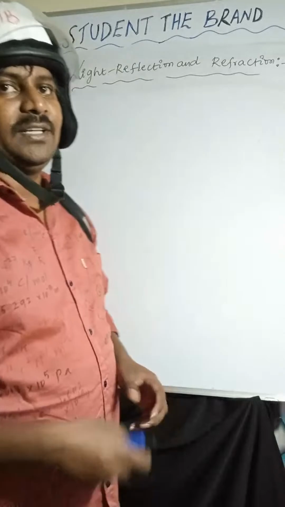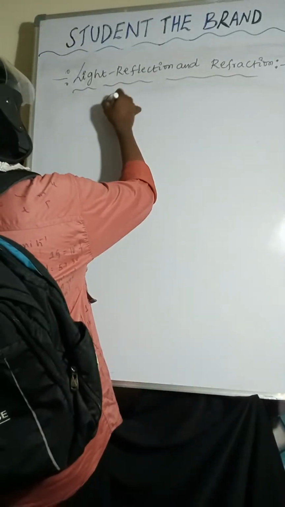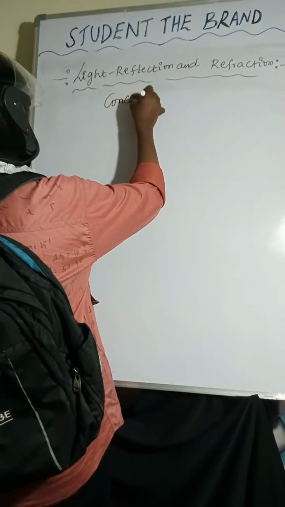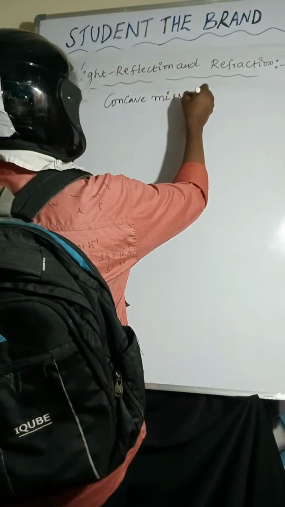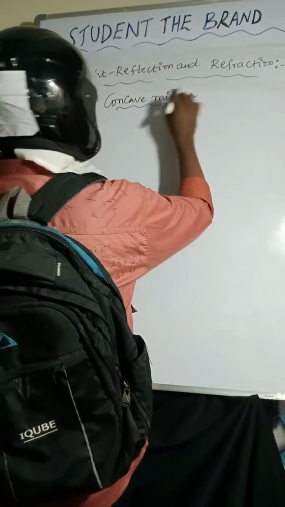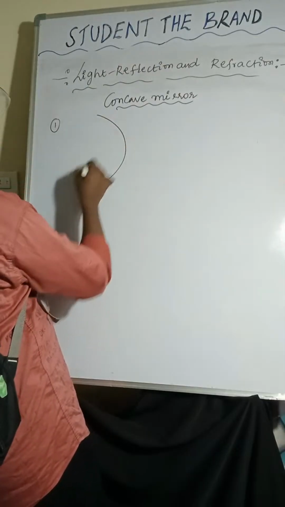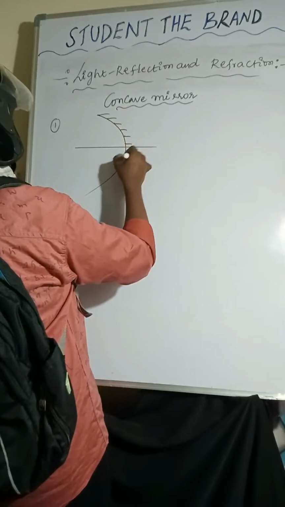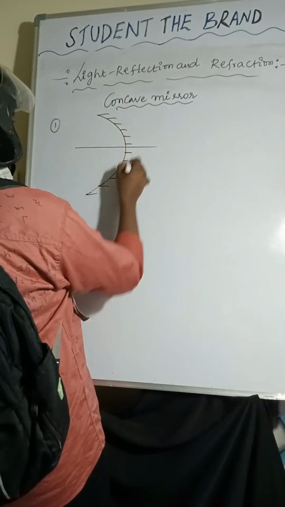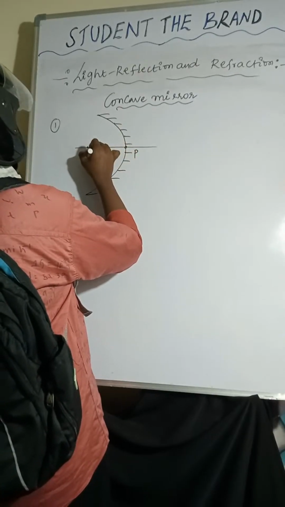Image formations we'll discuss. Concave mirror image formation. First one. So pole, focus, center of curvature.